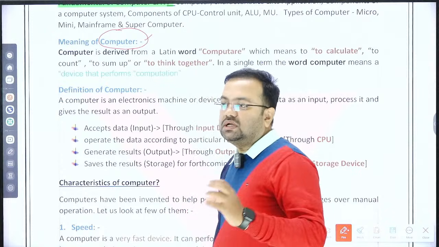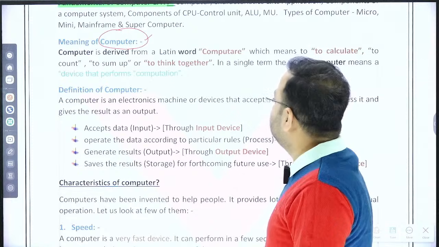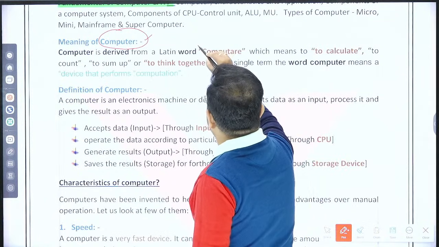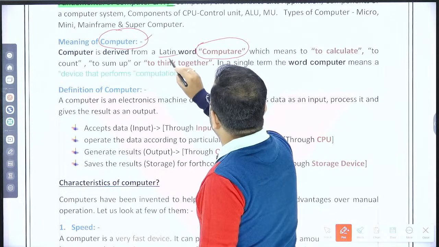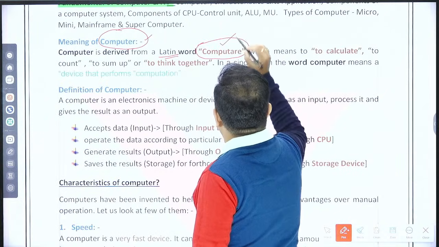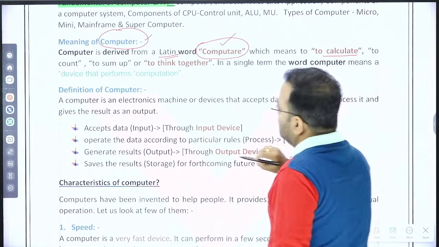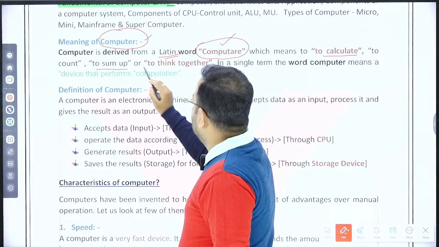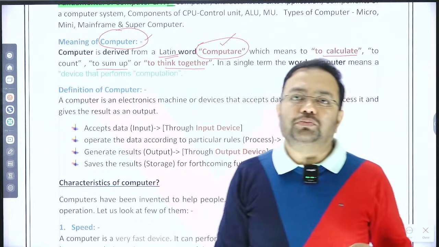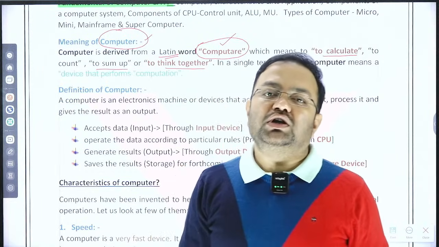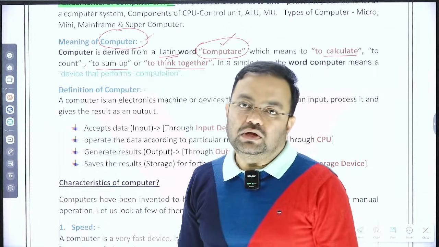Computer is a word that has derived from a Latin word, computere. So you can see here, it has derived from a Latin word. Which word? A Latin word. And what is the word? Computere. And what is the meaning here? The meaning is to calculate, to sum up, or to think together. So simply we can say computer has derived from a Latin word computere, which means to compute or to calculate. Understand?